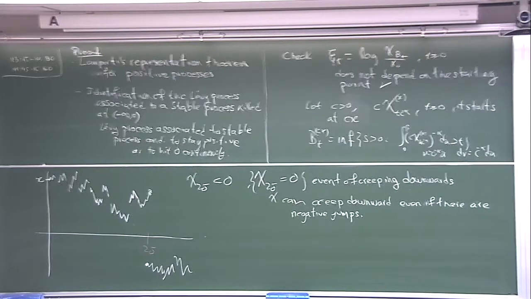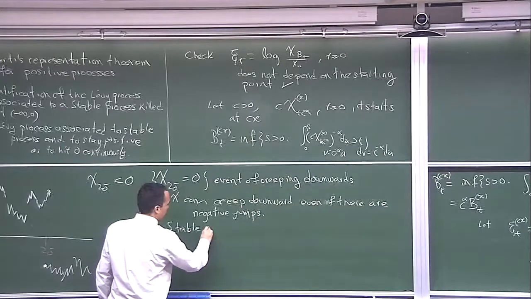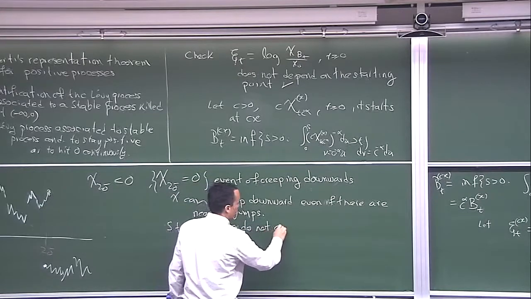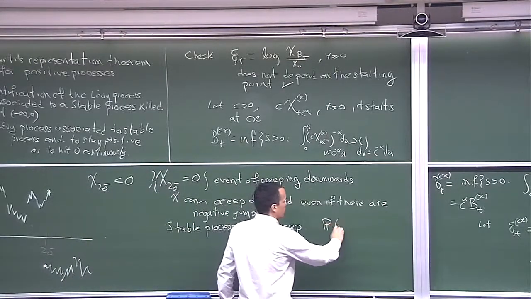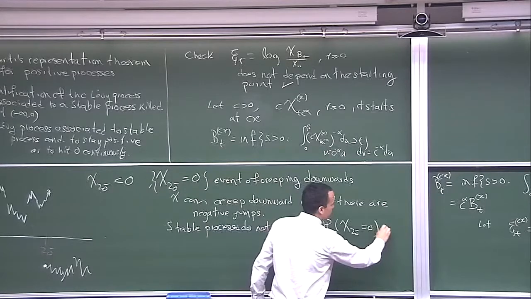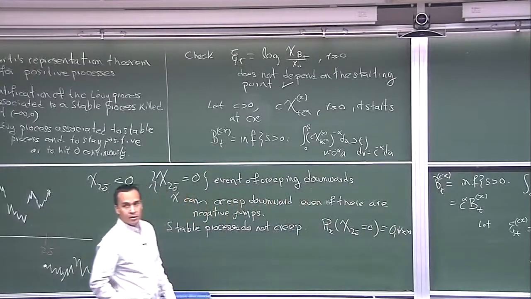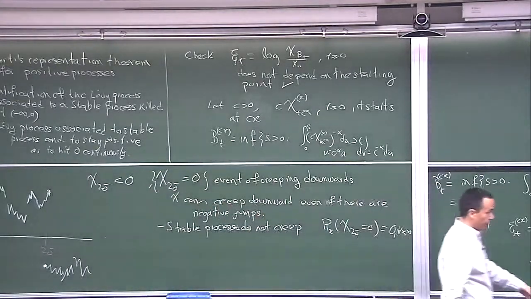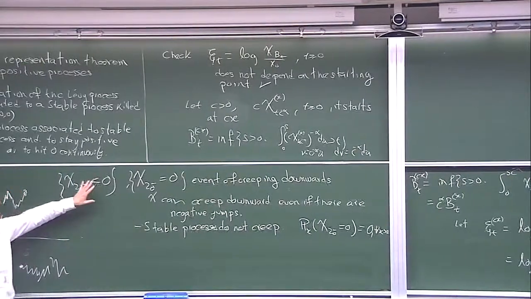Okay? I didn't do it yesterday because stable processes do not creep. Okay. Meaning that the probability of x tau 0 minus being equal to 0 is equal to 0 for every starting point. Okay? So that is why yesterday in the identity I gave you, I didn't put this indicator here. Okay? But okay, I will only take care of this one for my purposes today.